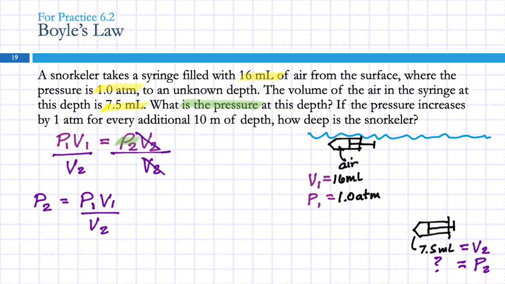So I rearranged this equation, and now I'm going to take my numbers and plug them in with their units. Units are always really important. So pressure 1, that's this guy. So 1 atmosphere, and volume 1 is 16 milliliters. And then I'm going to divide by volume 2, down here, 7.5 milliliters. Let's look what happens with the units. I have milliliters divided by milliliters, and so the milliliters cancel out. So I'm going to have 1 times 16 divided by 7.5.